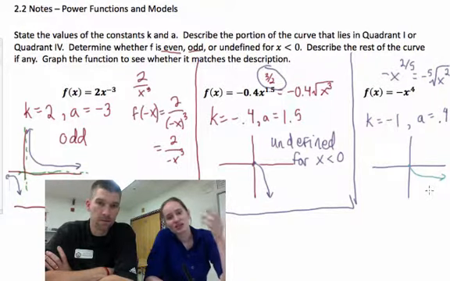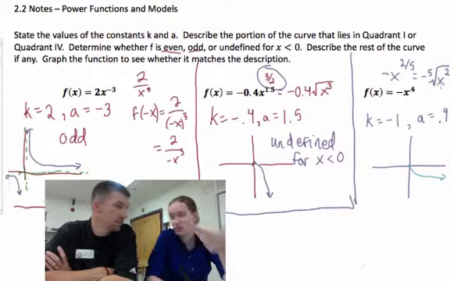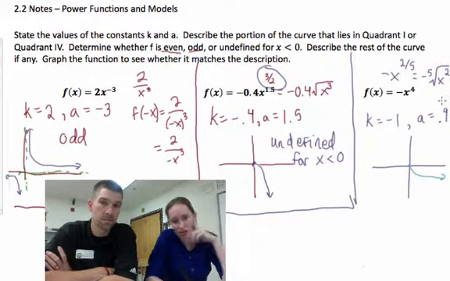Okay, this is the basic idea of what our graph looks like. And then it asks us to determine whether f is even, odd, or undefined. We already talked about how it's not undefined because we're allowed to plug anything in. Another thing, if I plug in negatives here, they get squared away and become positive. So even if it was an even power, it wouldn't be an issue.